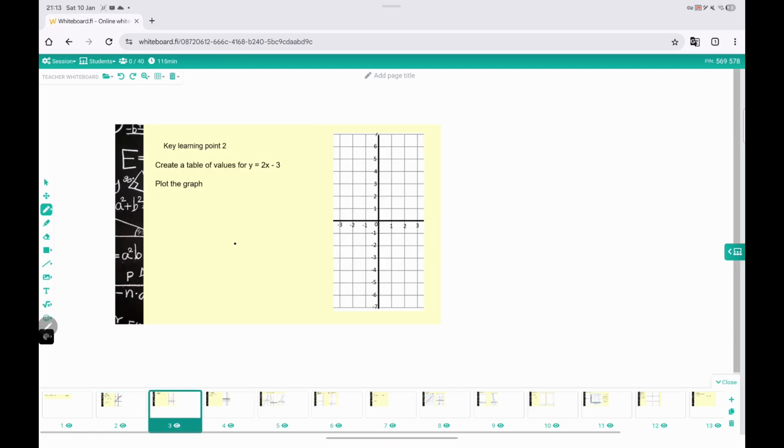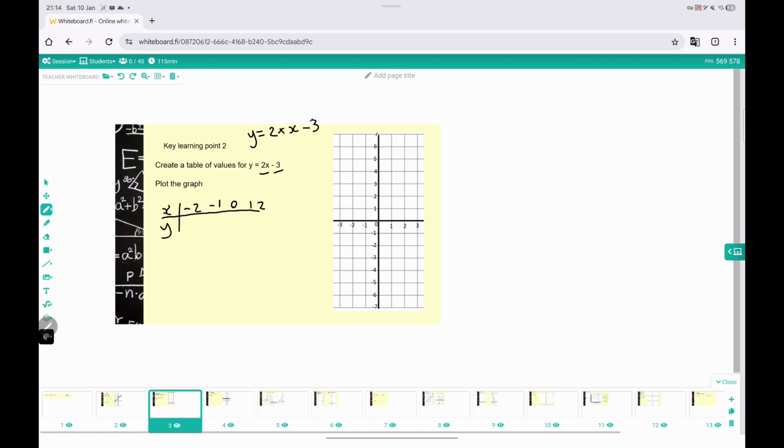Okay, next key learning point: create a table of values yourself from scratch and plot the graph. So I'm going to create the table of values for y equals 2x minus 3. I can use what values I want, and I usually use positive values because it's easier, but I'll throw in some negative values. So minus 2, minus 1, 0, 1, 2, and y is going to be whatever x is doubled minus 3. My rule is y equals 2 times x, then minus 3.